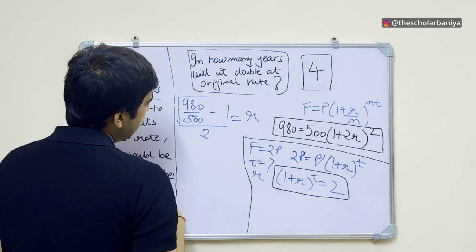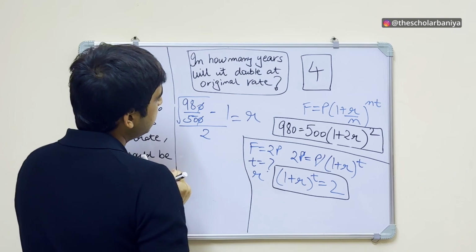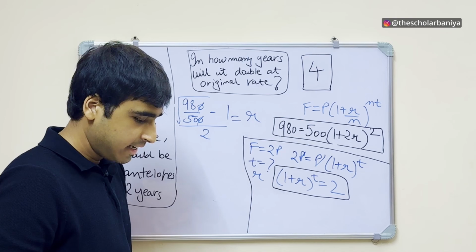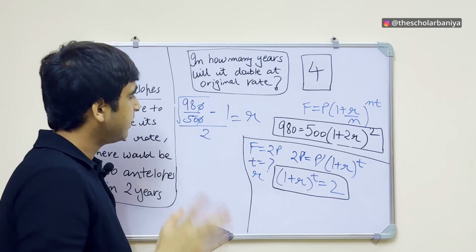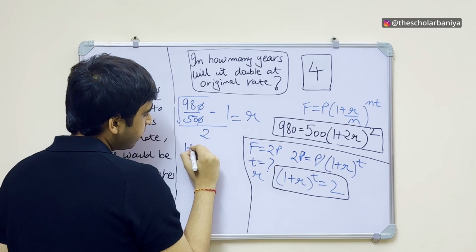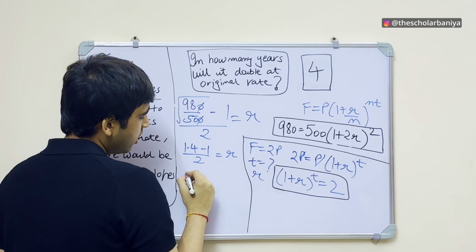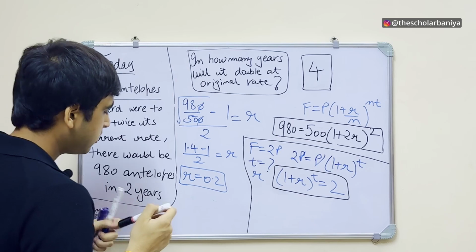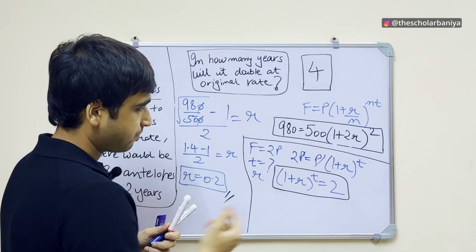So now let us calculate this. You can calculate the root of 98 upon 50. So 98 divided by 50, the root is 1.4, right? So 1.4 minus 1, upon 2, is equal to r. So this becomes 0.4 upon 2, which is 0.2. So r comes out to be 0.2. So this is one important result. You just put the value of 0.2 over here and you will find out 2.